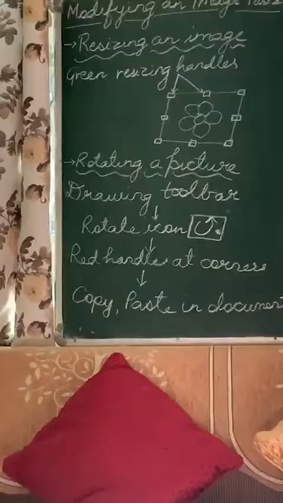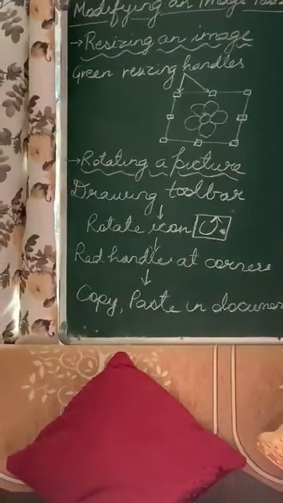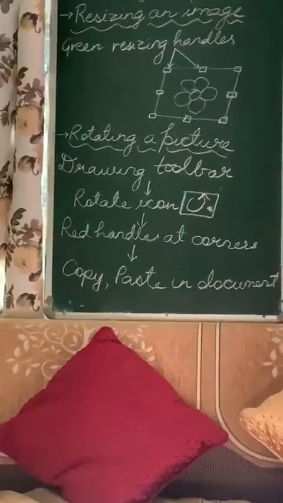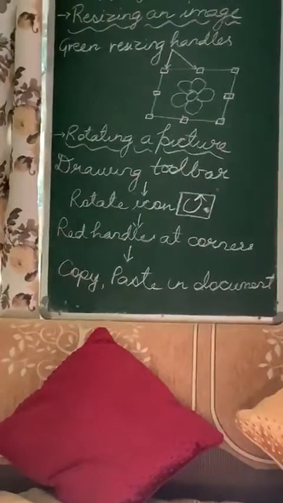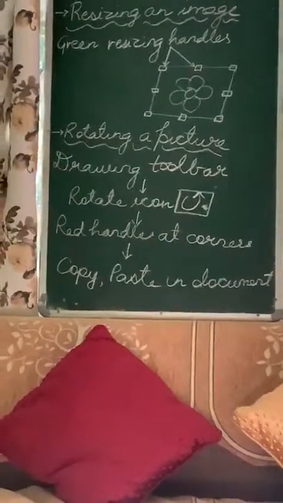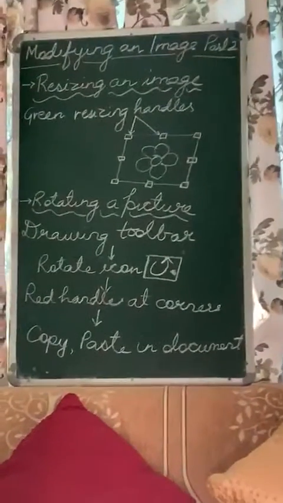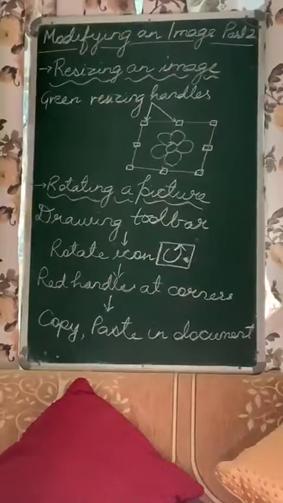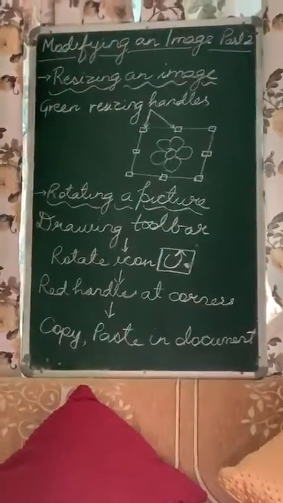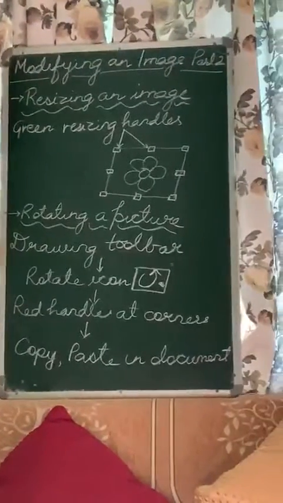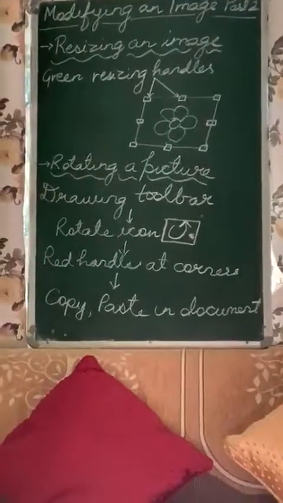Now one tip is that to retain the original proportion of the graphic, Shift plus click one of the corner handles and then drag. So you want your image to be retained to its original shape. So you press the Shift key along with one of the corner handles and then drag. What will happen? The image will keep its original proportions.